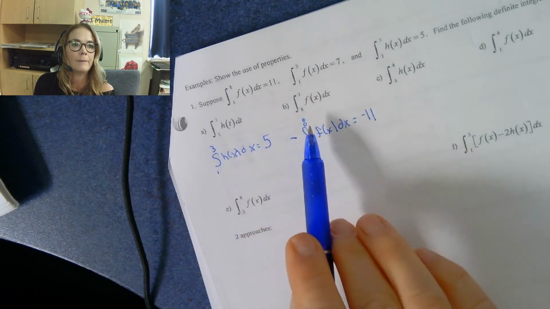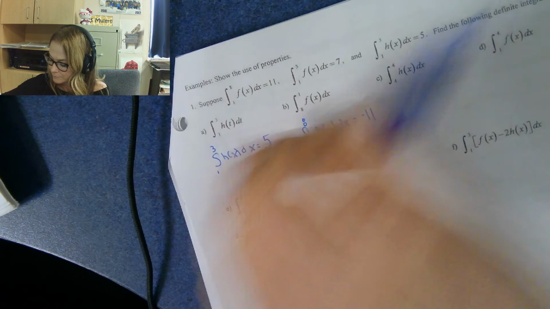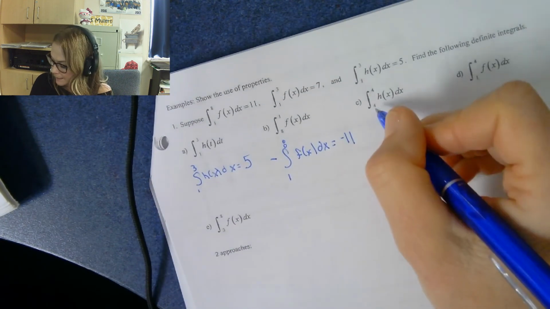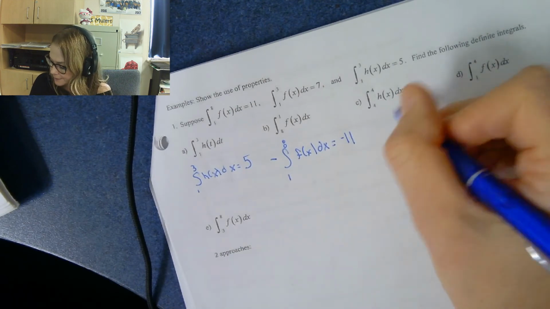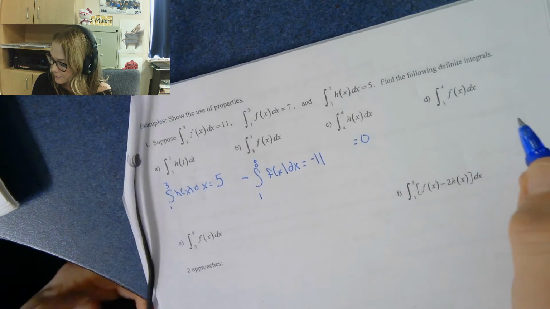Here, the bounds are kind of uncomfortable. So if you make them comfortable in a left to right movement, it'll be the opposite. 4 to 4. We're covering no ground here. This is just 0. And then 1 to 4 here of f of x.